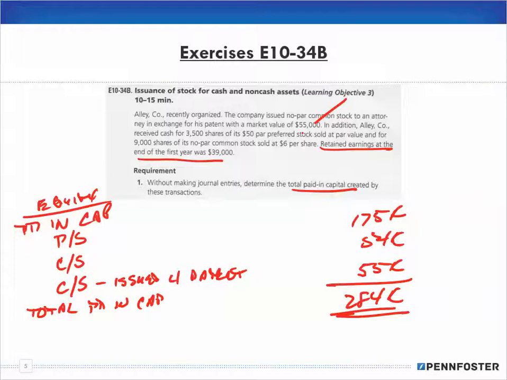Then you have information that has to be manipulated, which is this information we need for the preferred and for the common. You have to do some kind of calculation with it in order to come up with the number you need. And then you have information that has nothing to do with the problem. Well, this retained earnings has nothing to do with the problem, because it's not asking what total equity is. It's asking what the total paid-in capital is.